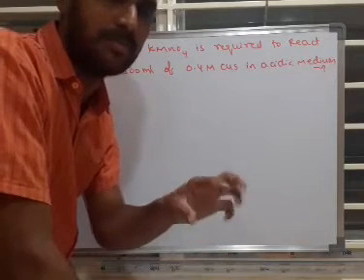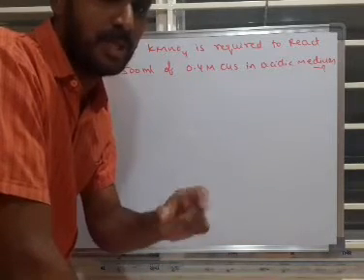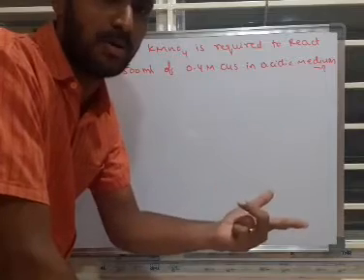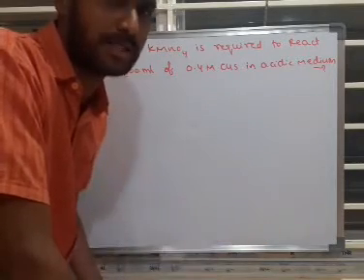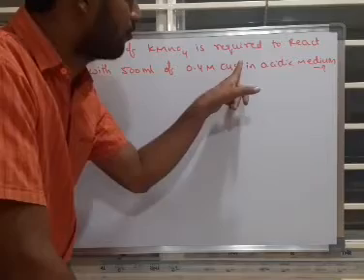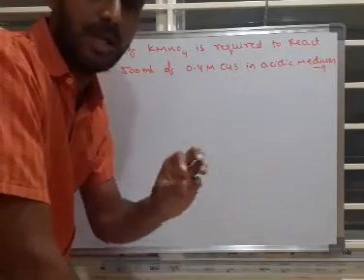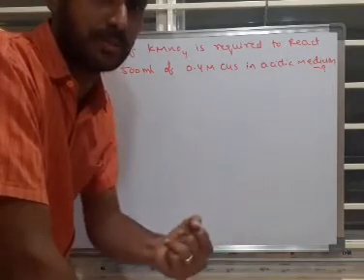So in the last problem, cuprous sulfide: cuprous is oxidized to cupric and the sulfide to SO2. Here the sulfide, we already know, oxidizes to SO2.